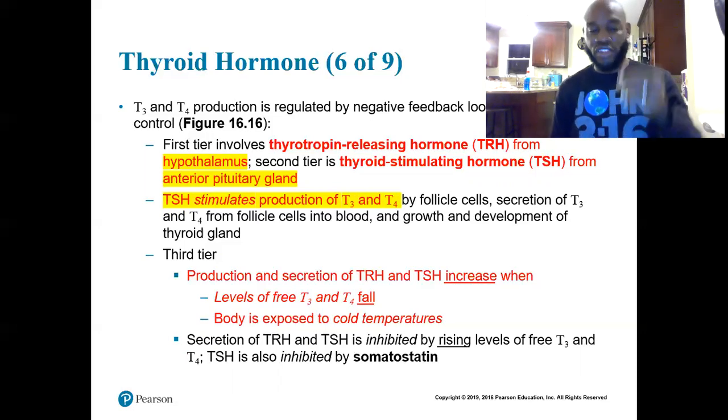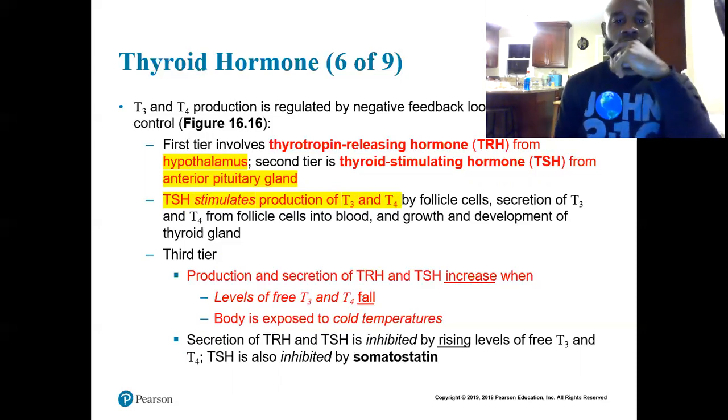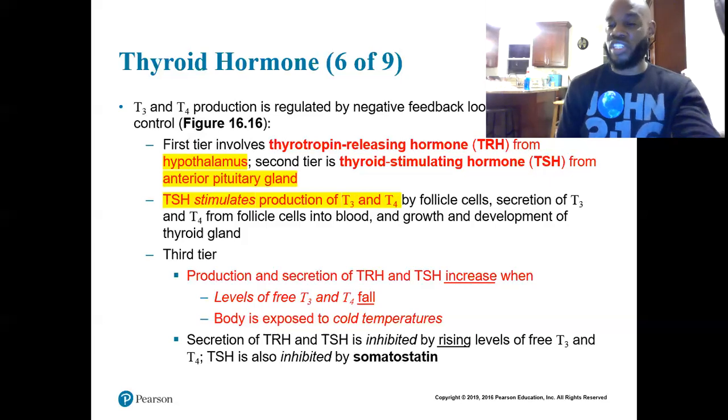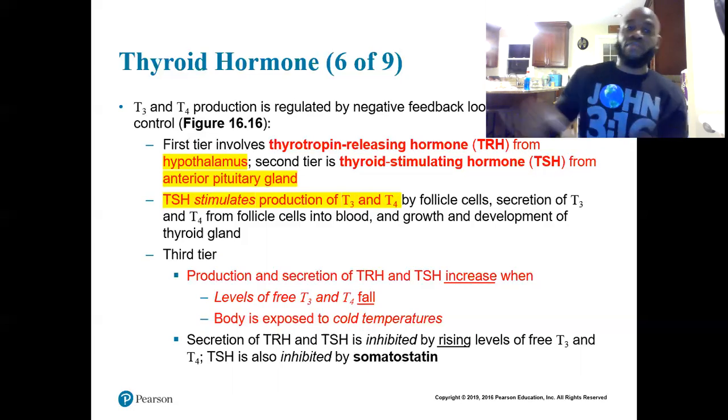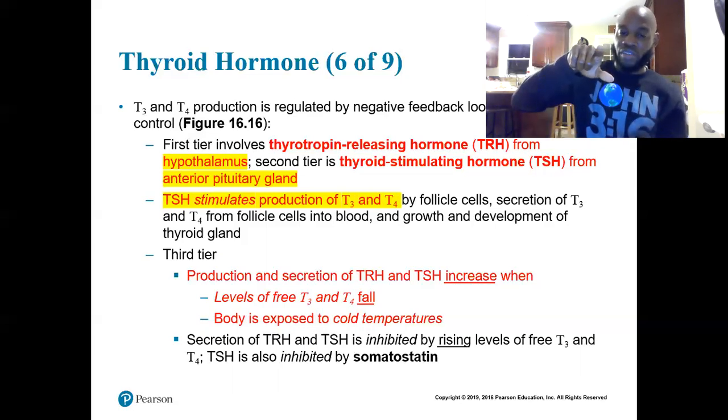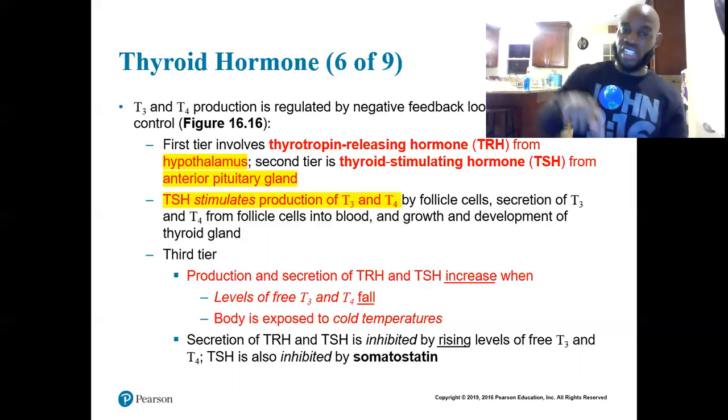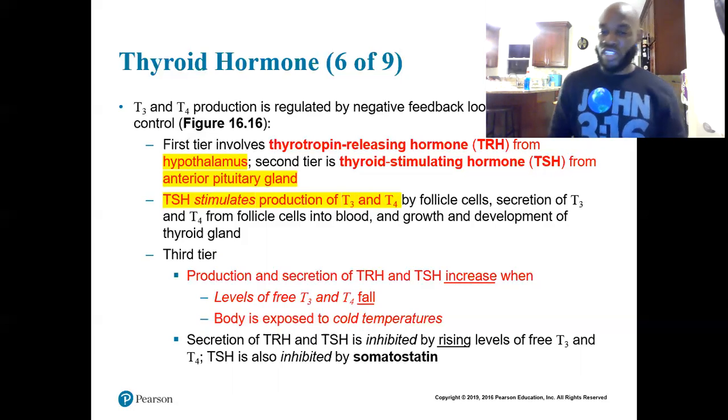Right? And then T3 and T4 from follicle cells go into the blood, for growth and development. Then you also have a third tier: production of TRH from the hypothalamus and TSH increase when levels of T3 and T4 fall. So the stimulus is when your body detects that T3 and T4 are dropping below the normal homeostatic range, right? Then more TRH from the hypothalamus is released, and then more TSH from the anterior pituitary, and then more T3 and T4 is made by the follicle cells.